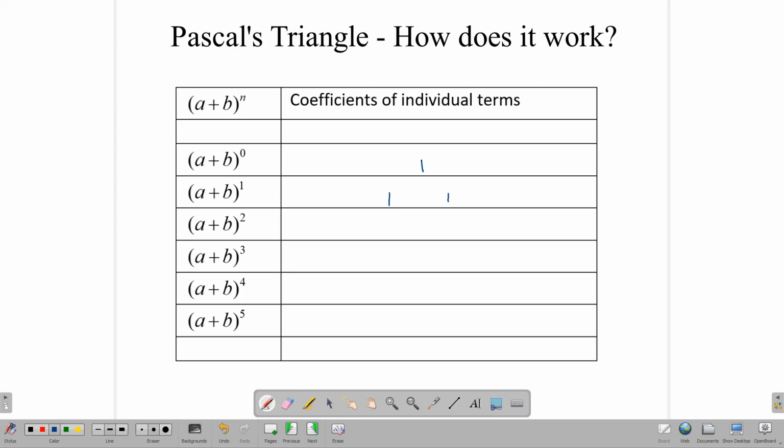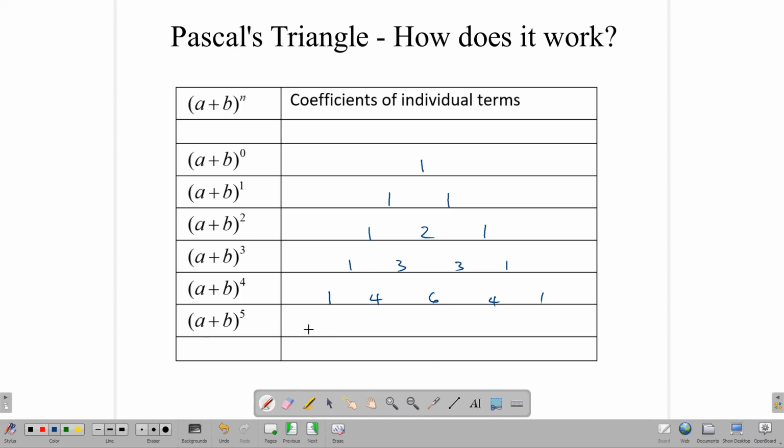So let's write that down. And as you can see earlier, when we expanded a plus b squared, we got 1, 2, 1, which is 1 plus 1 gives you 2. And of course, when we expanded a plus b to the third, we got 1, 3, 3, 1, which is 2 plus 1 is 3, 2 plus 1 is 3, and we continue with the 1 there. So continuing here, we start with 1, then we add 1 plus 3 gives us 4, 3 plus 3 gives us 6, 3 plus 1 gives us 4, and we stop with 1.